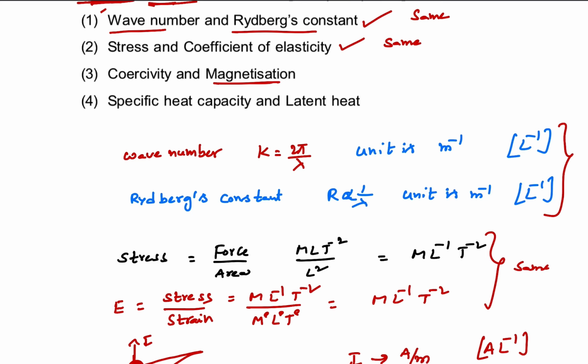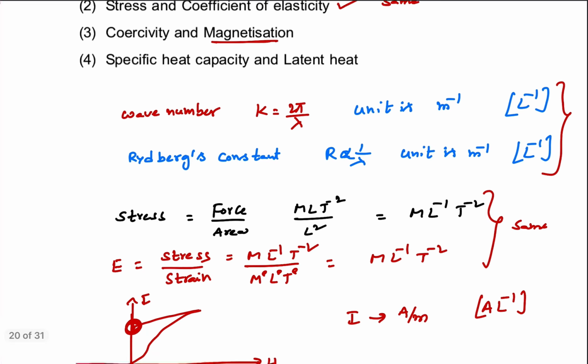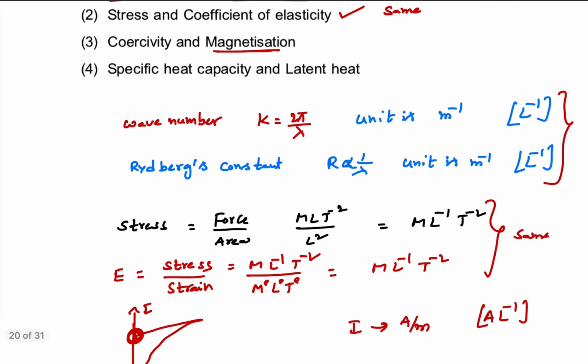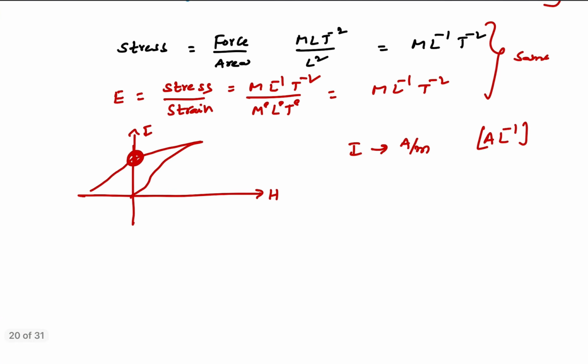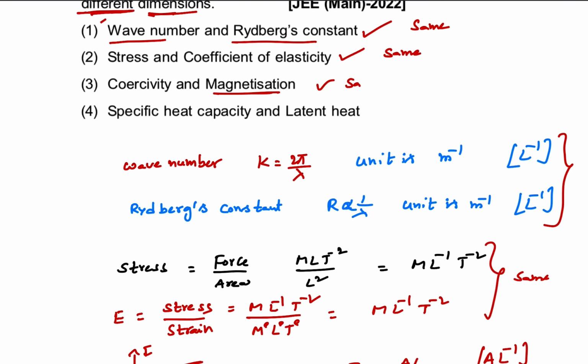Next, coercivity is written. Magnetization. What is the meaning of magnetization? Magnetization also, you can say the same thing. You can write it as I only, the intensity of magnetization. Same I here, it is not the magnetic field. Or otherwise if they ask H, it also has ampere per meter only. You can write A L power minus 1, same dimension.